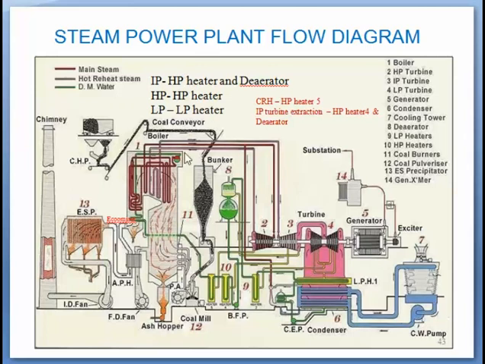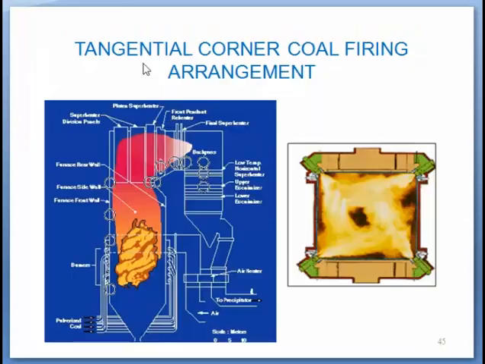So with this we had completed in this diagram we had seen this coal path, then this is air path, flue gas path, then steam path, cooling water path. This completes the steam power plant flow diagram.